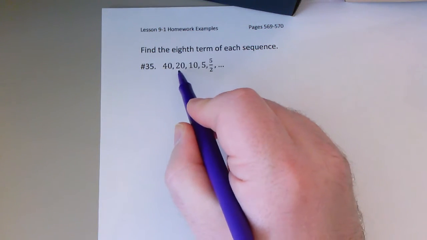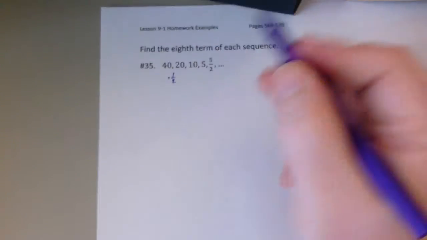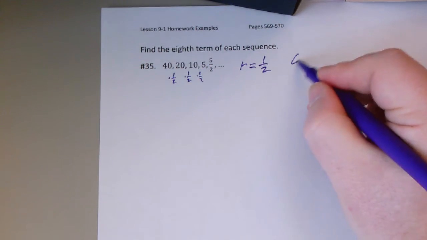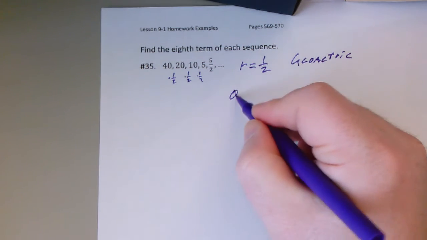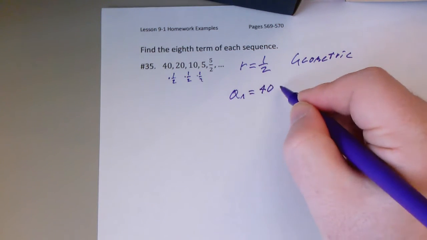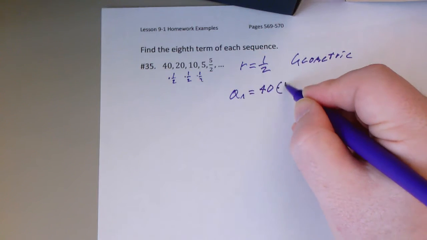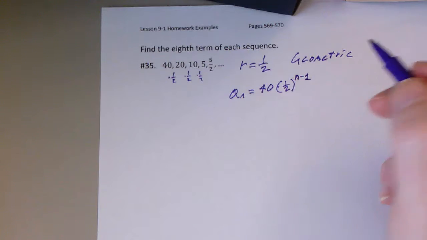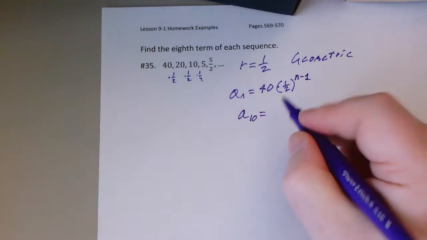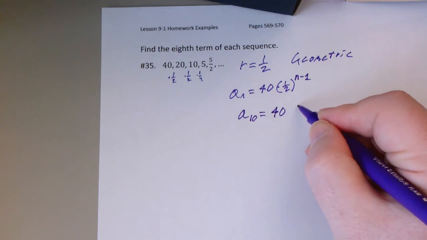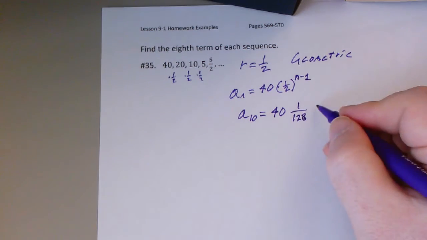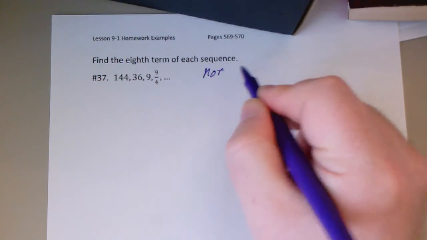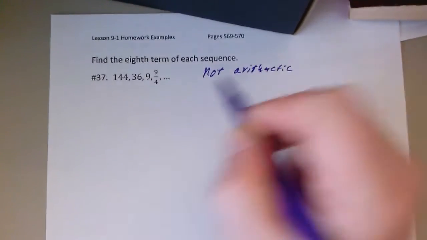Okay, this looks like we're halving each time. So 20 is half of 40, 10 is half of 20, 5 is half of 10. So we have a common ratio of 1/2, and it's a geometric sequence. So we're going to start with 40, and then we're going to multiply by 1/2 and raise to the power n minus 1. So when n equals 1, we have 1/2 to the 0, and that means the first term will be 40. The 10th term is going to be 40 times 1/2 to the 9th, or 7th power is 1 over 128. We get 5/16.